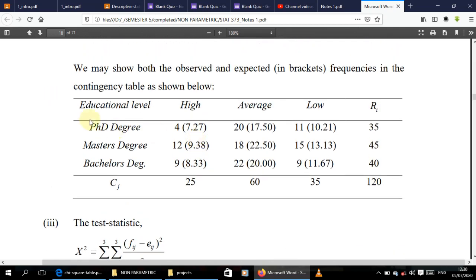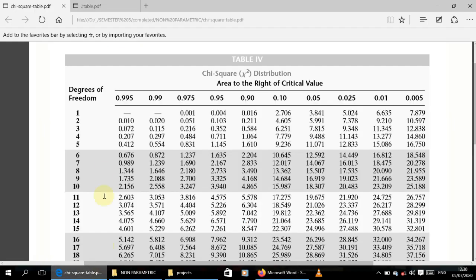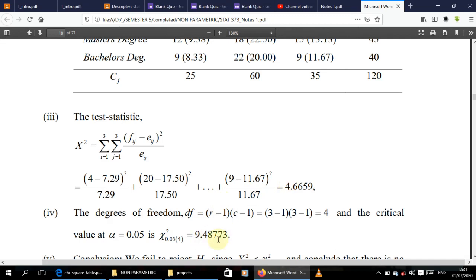Degrees of freedom is the number of rows minus 1 times the number of columns minus 1. There are 3 rows and 3 columns, so 3 minus 1 is 2, times 2, gives 4. Then you look on the chi-square table for degrees of freedom 4 and alpha 0.05. The value is 9.488. You compare: 4.6659 is far less than 9.488, so you fail to reject.